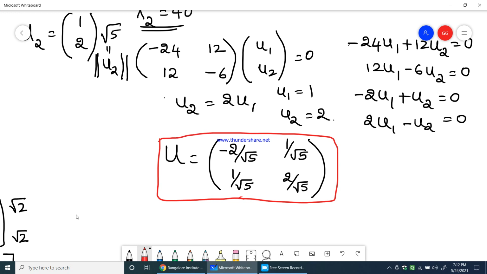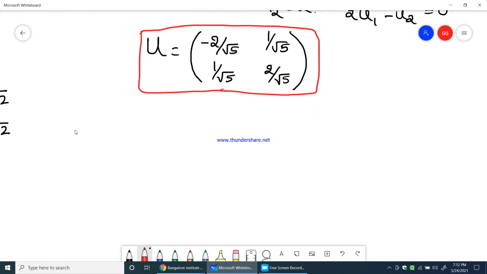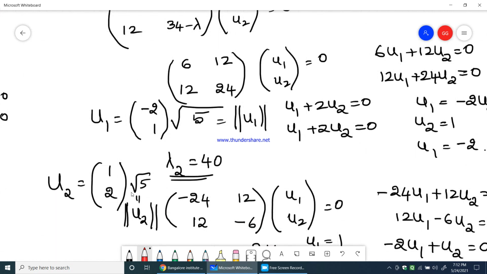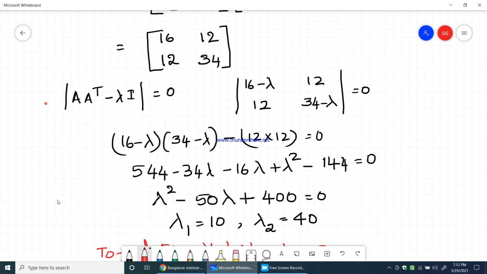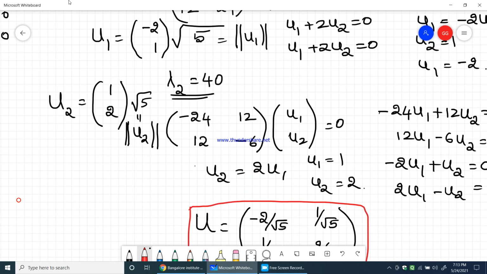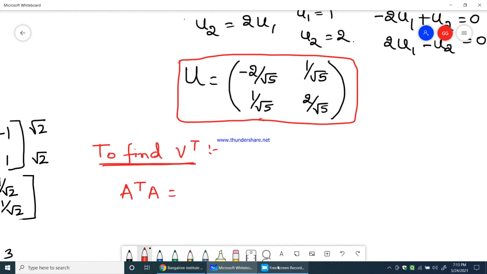Okay, now let me find V. Let us find V transpose for the same problem. To find V, we need to take A transpose into A. Let me see what A transpose is, which we did earlier. A transpose is 4, 3, 0, minus 5, 4, 3, 0.